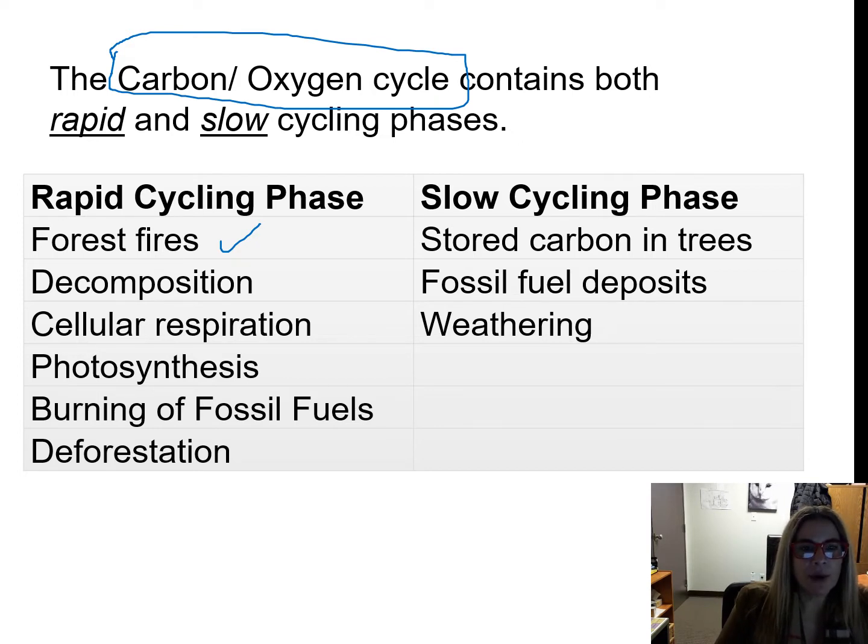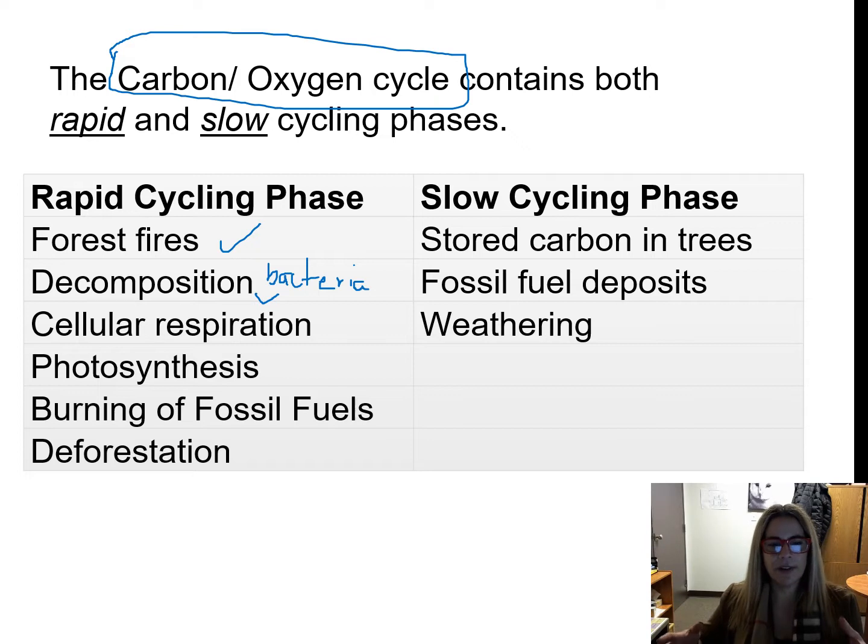Decomposition, remember, is the breakdown of organic matter, primarily by bacteria. Bacteria are the biggest group of decomposers, but you can also have things like fungi and some species of worms that are decomposers as well. But primarily it's bacteria. So decomposition happens fairly quickly. If you think of your composting pail that you have these days in the city, you put your compost in your little green bin, and it starts to decompose and get really yucky really quickly. That's because this is rapid cycling. As bacteria break down organic matter, CO2 is released as a waste product into the atmosphere as well.